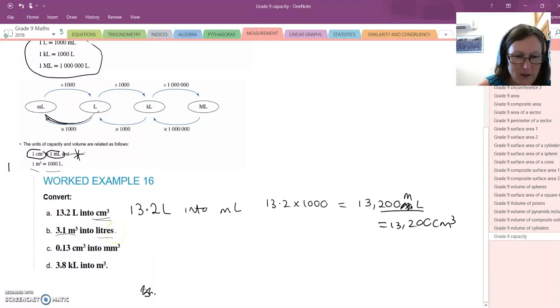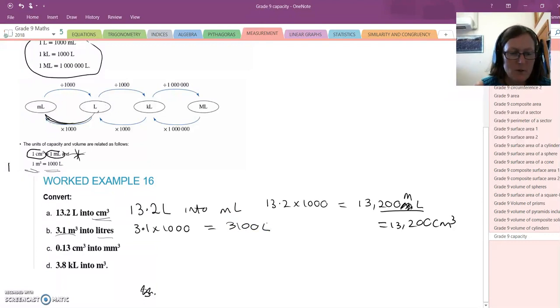The next question. If it's 3.1 metres cubed volume, how many litres would go in there? Well, 1 metre cubed is 1,000 litres. So if it's 3.1 metres cubed, I times that by 1,000, and that gets me 3,100 litres.